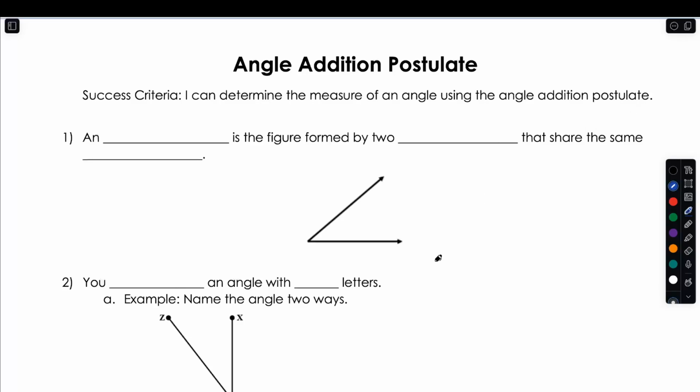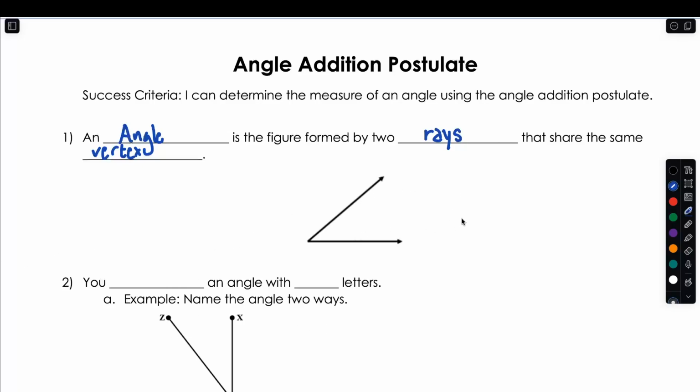So let's start off by talking about what an angle is. We say that an angle is the figure formed by two rays that share the same vertex. So what does that look like?